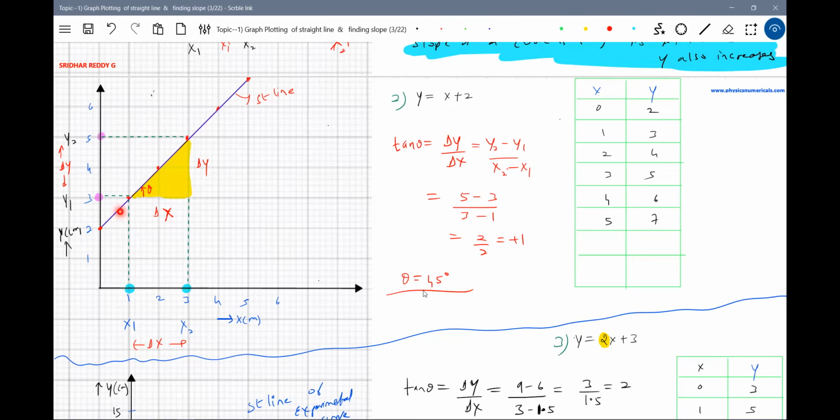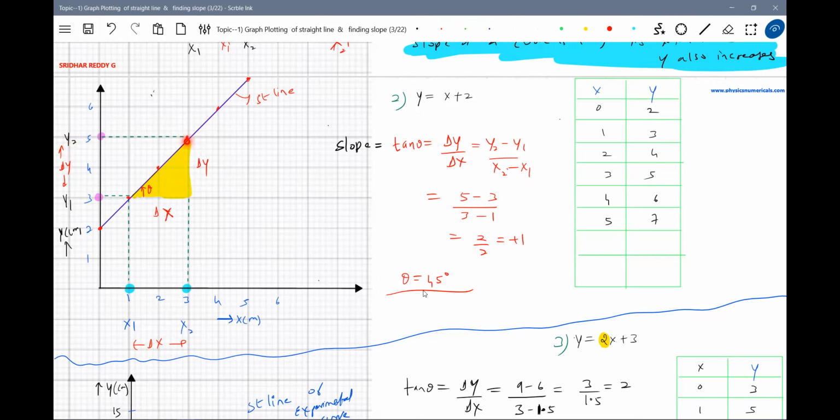Then if you want to calculate theta, just take the protractor. So now I'm interested in measuring the slope. Again, first, what is the slope? Slope should be equal to tan theta, and tan theta is what? Opposite by adjacent, delta y by delta x. So I'll choose 2 points on the curve. Corresponding to those 2 points, I'll locate x1 and x2, y1 and y2. I think I'm showing it clearly here.